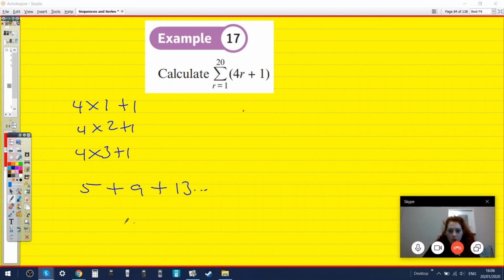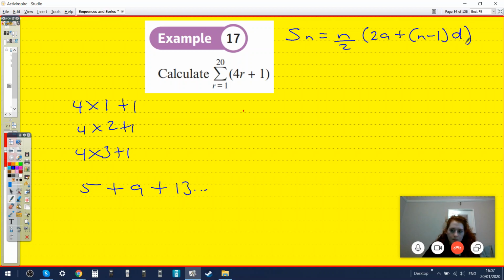Would you do it? I can't remember. Is it sum to n? Let's see. I believe it's n over 2, 2a plus n minus 1 d. So then for this, I would put 20 over 2. Yeah. Then 2 times 5. Yeah.